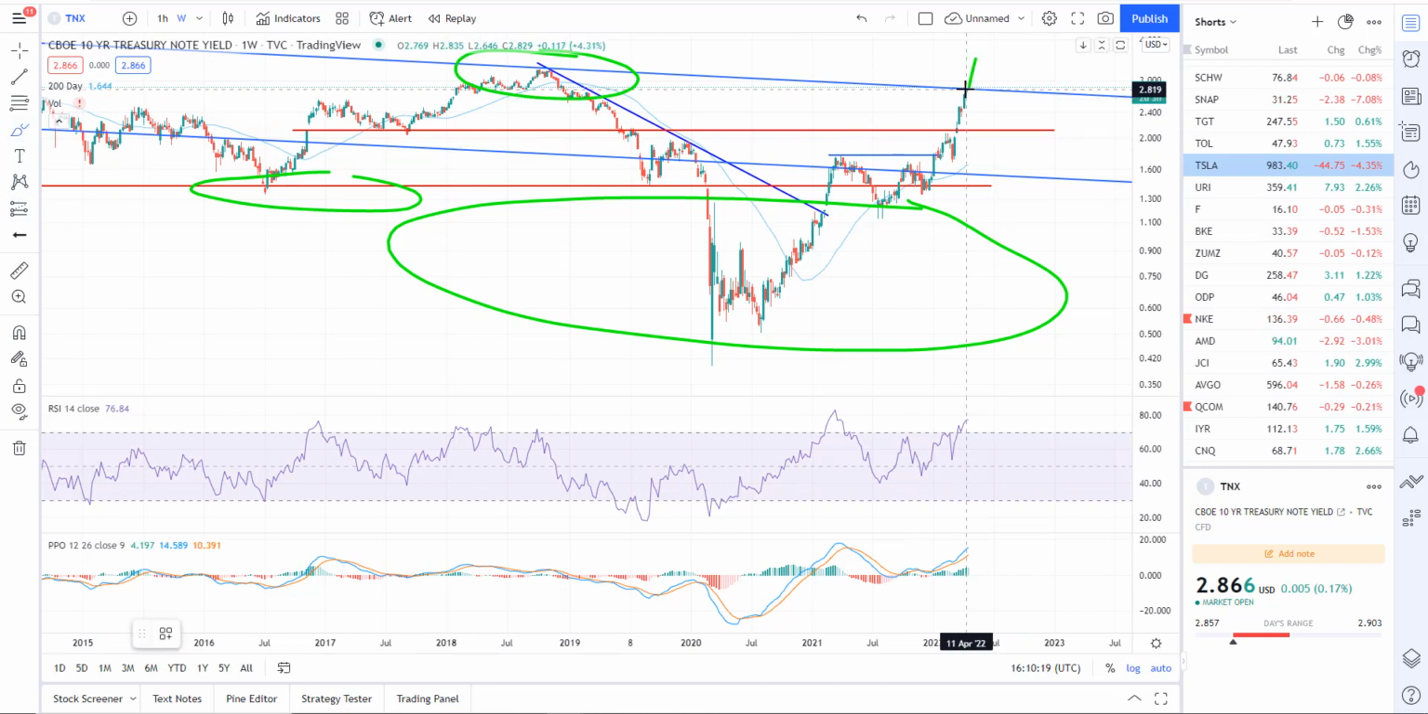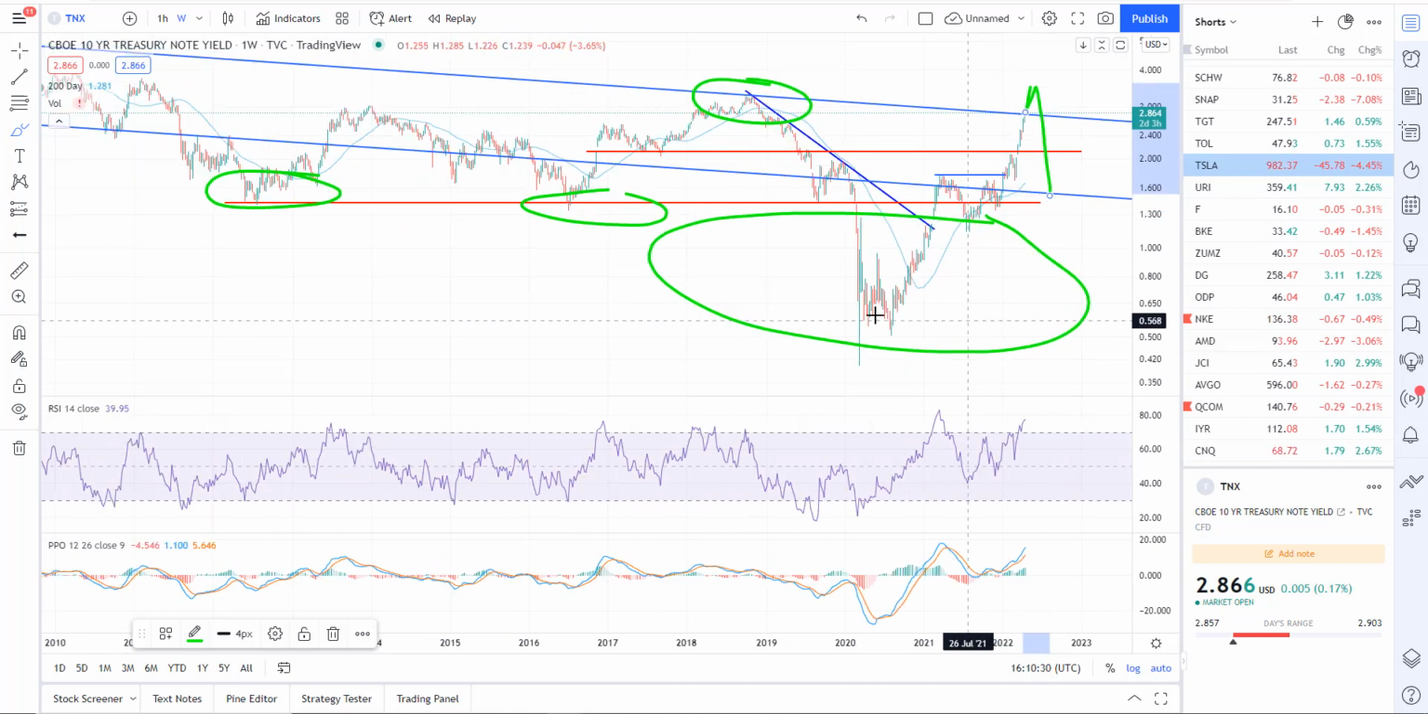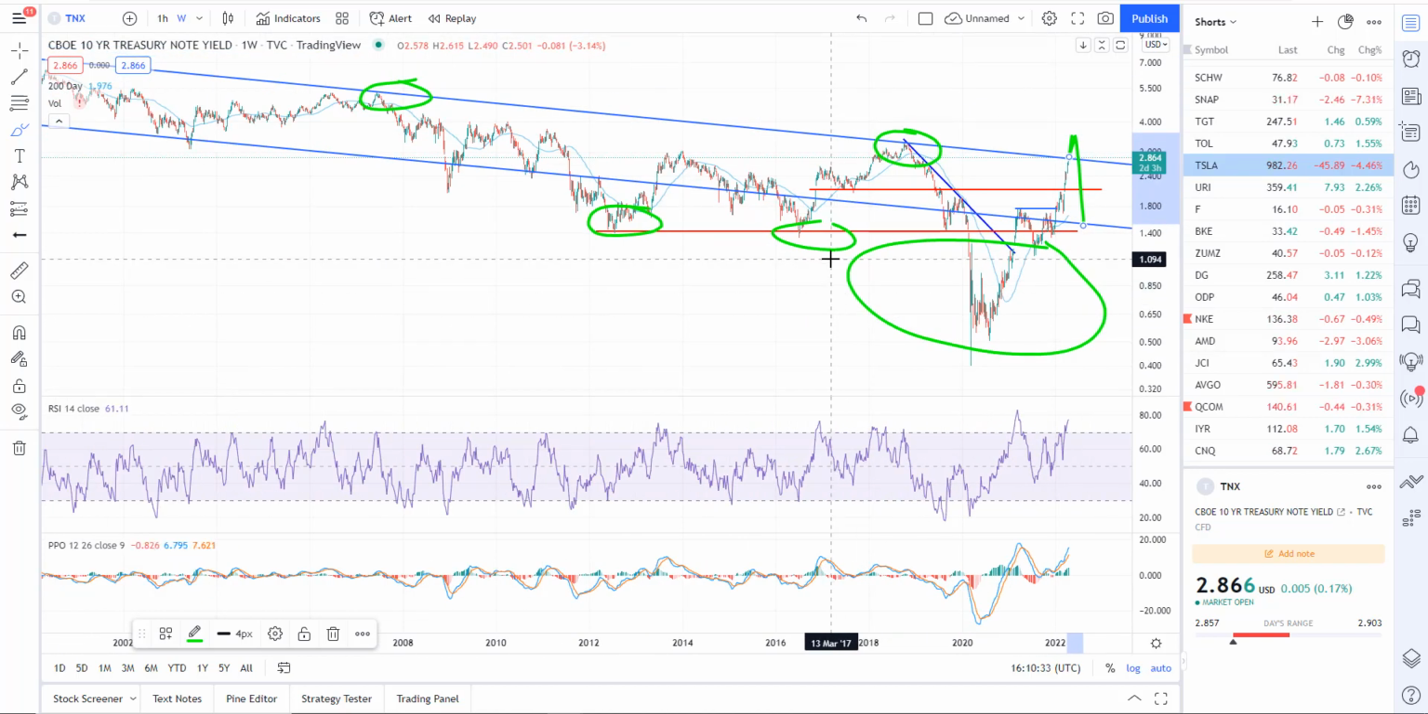So it could be a false breakout. Maybe we break above, then come back down and have some sort of longer term corrective pattern where interest rates fall as the market continues to sell off. All right, that's just potential, just hypothetical, just things to look for if you see it.